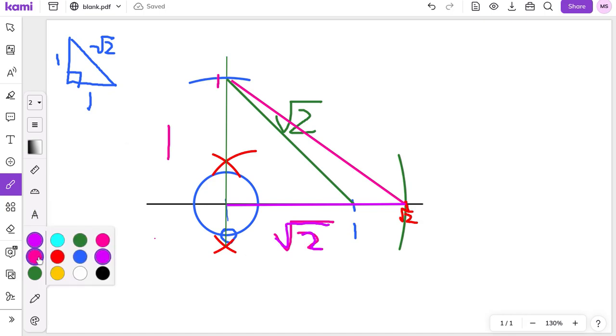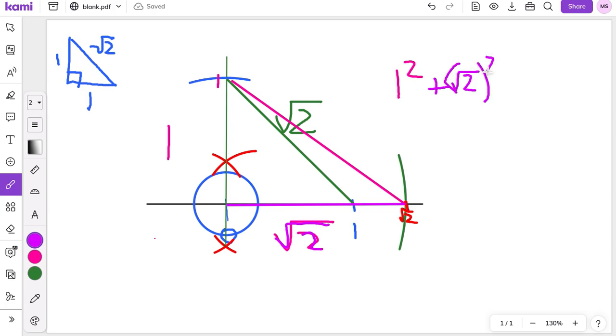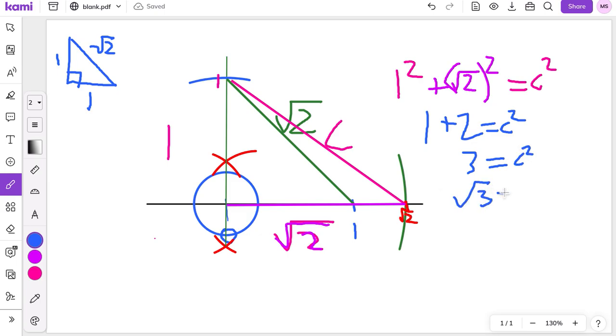If this is our right triangle, then we have 1 squared plus root 2 squared, and this will be our c, right? This third side equals c squared. And if you do the math on that, you get 1 plus 2 equals c squared. And so therefore 3 equals c squared, and so the square root of 3 equals c. So we just found the square root of 3.